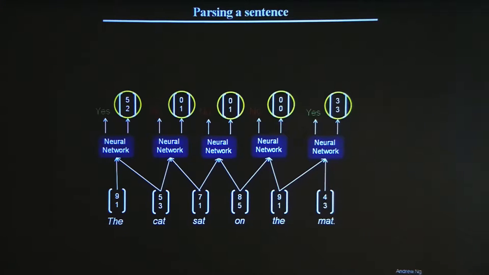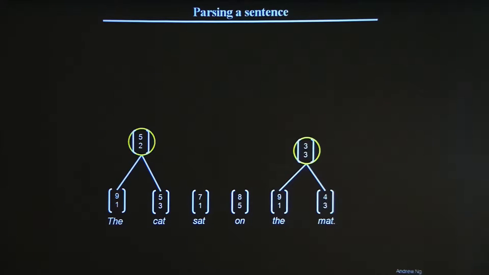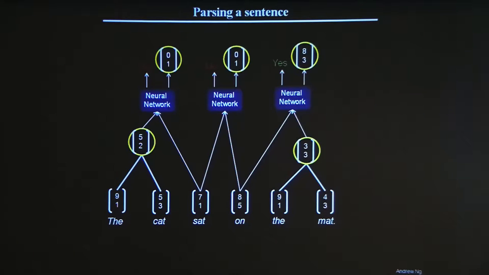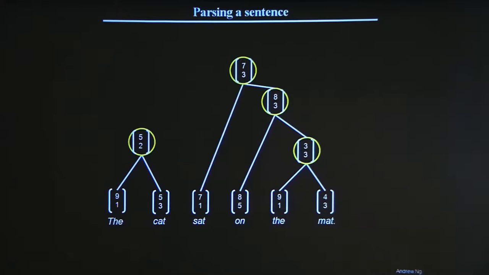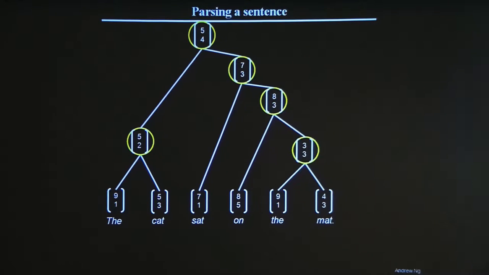And you can now build up a parse tree using this neural network. So if you respect the neural network's yes decisions, you now have that. And then you can run it again. You know, no, yes, so "on the mat" is a phrase. So let's put 8-3 on top. And so on, and you can build up the tree and the representations of the nodes and the sentences in the tree. Now that you have this algorithm, the interesting thing is that every English sentence and every English phrase now has a feature vector representation, right?